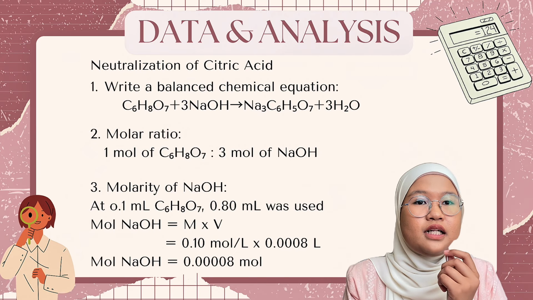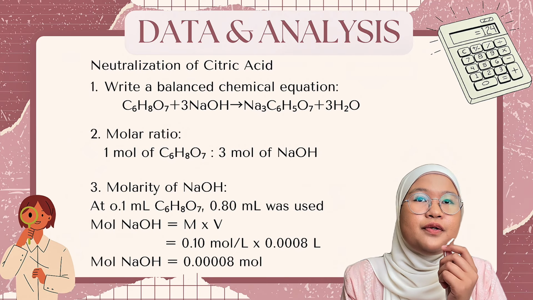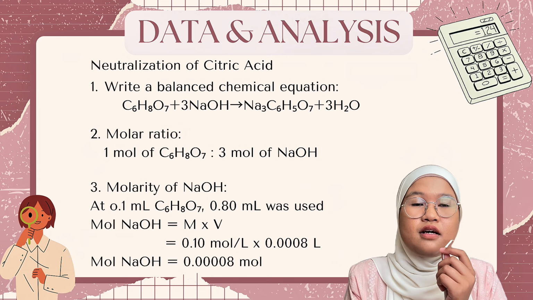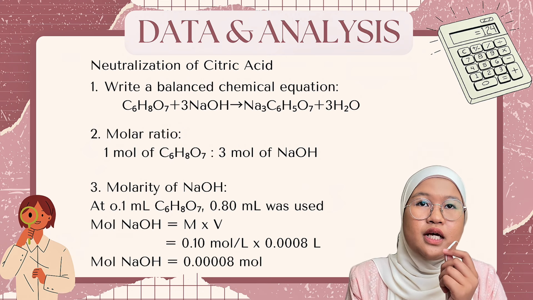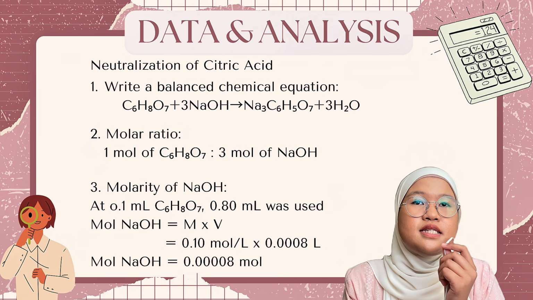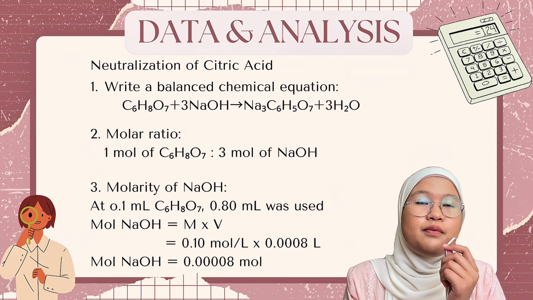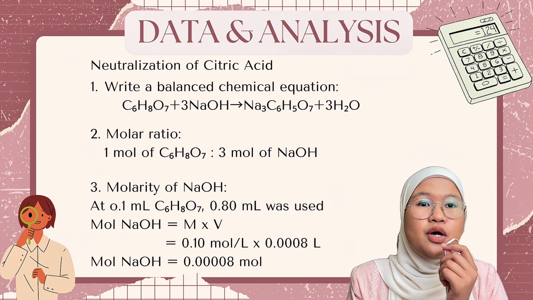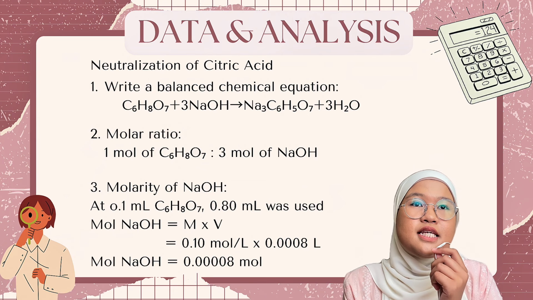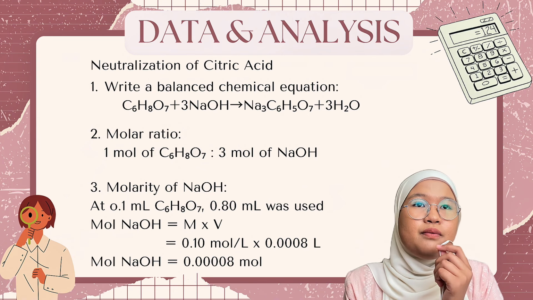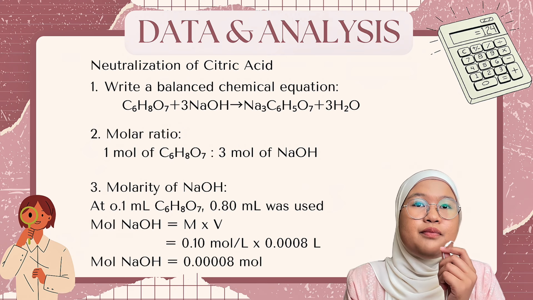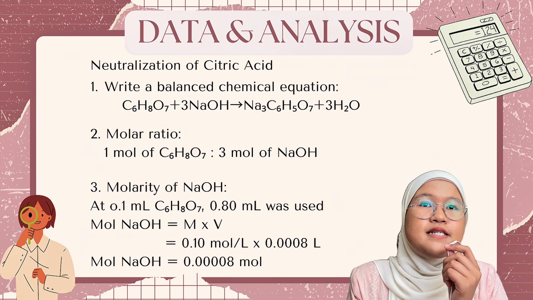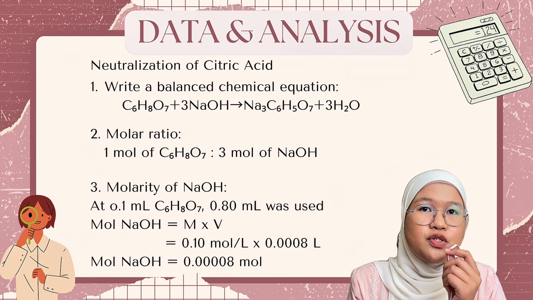Next, we move to the calculation part. For neutralization of citric acid, first and foremost, we have to write the balanced chemical equation. The chemical equation is C6H8O7 reacts with 3 mol of NaOH to produce Na3C6H5O7 with 3 mol of H2O. Second is to find the molar ratio. 1 mol of C6H8O7 will require 3 mol of NaOH.